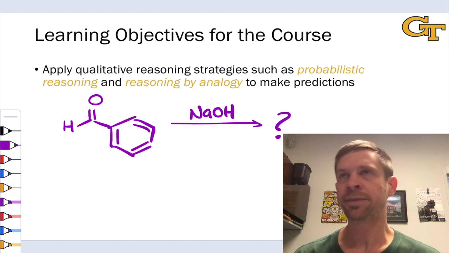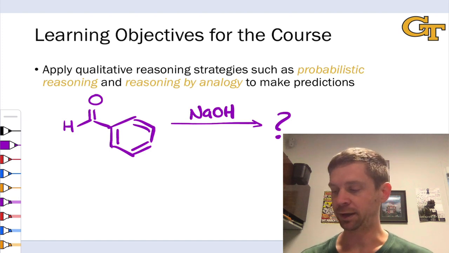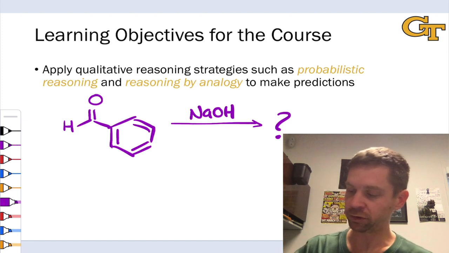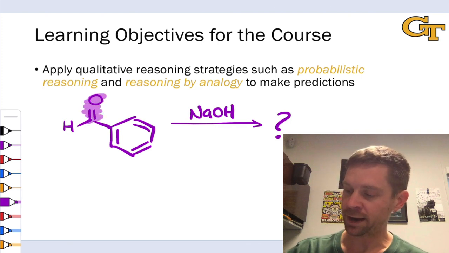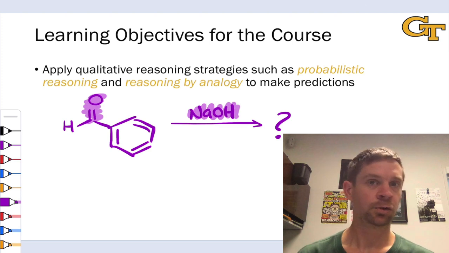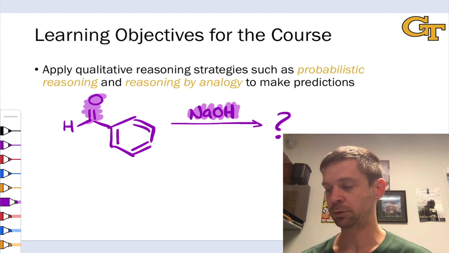Reasoning by analogy. I'm thinking back to things I've seen previously. Have I seen groups like the carbonyl group before? What do I know about how sodium hydroxide reacts, for example, from my introductory chemistry courses?